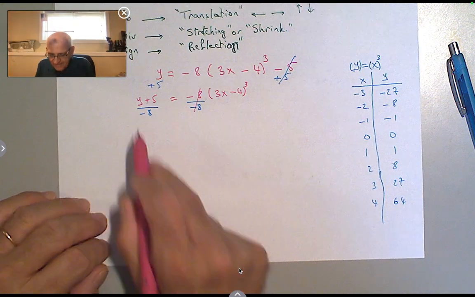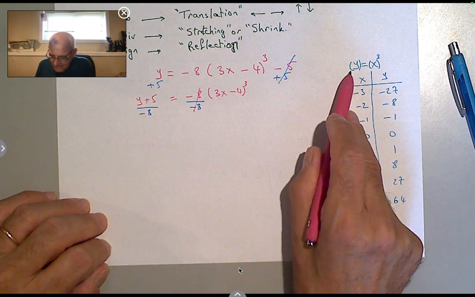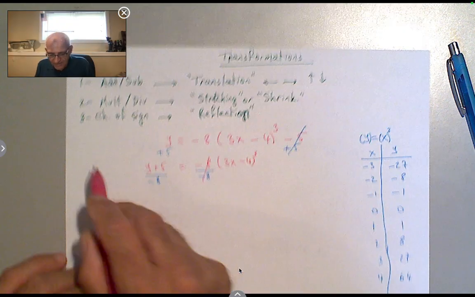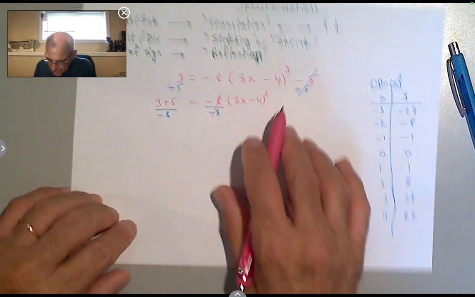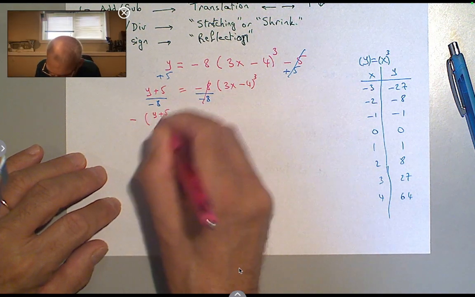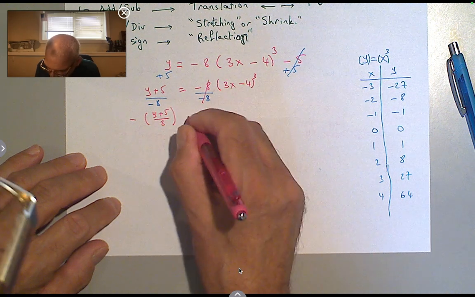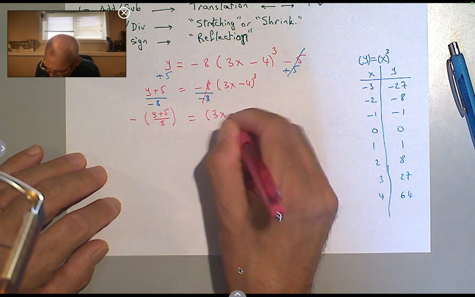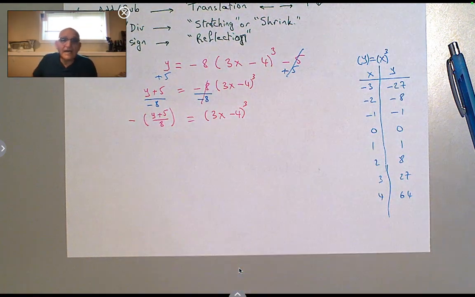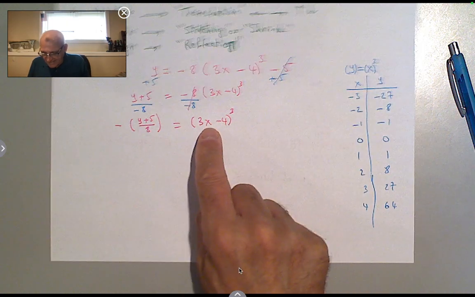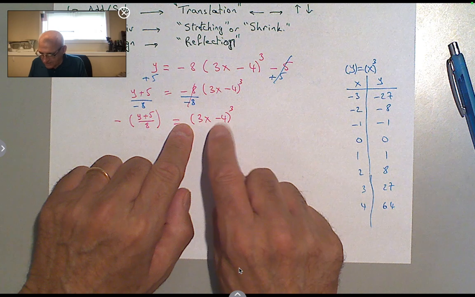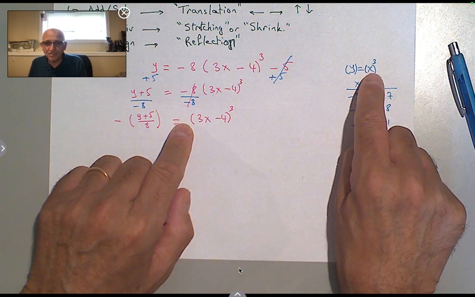And when I do that, I want to write this also as the y between parentheses. And I'm going to leave the negative out. Why? Because you see, change of sign. So I'm going to write negative (y plus 5) over 8 equals 3x minus 4 cubed. Very nice. Now, I need the right hand side, the quantity between parentheses, which is 3x minus 4, to look like that, which is just x.